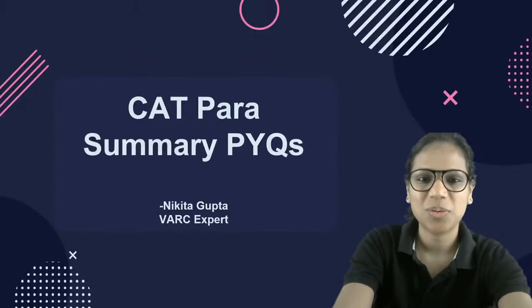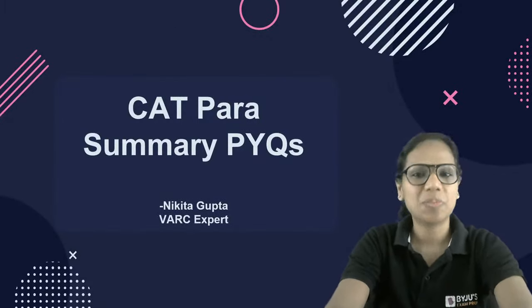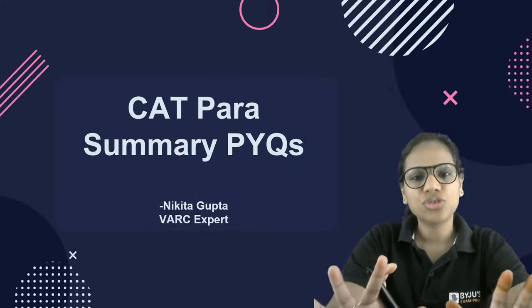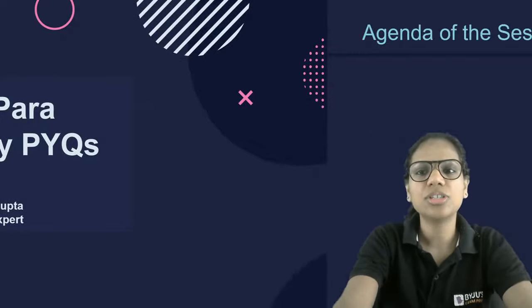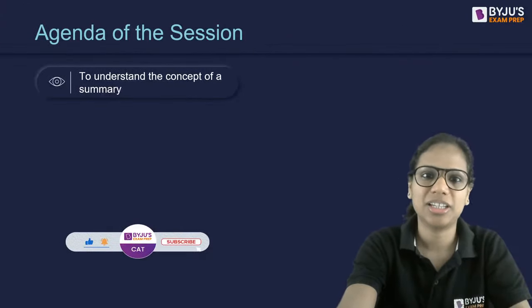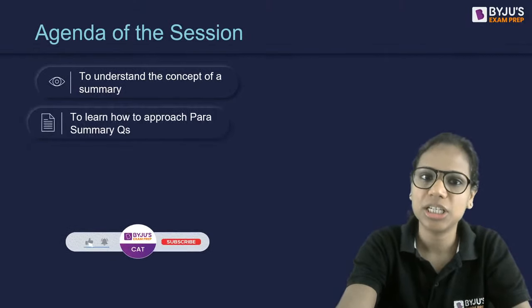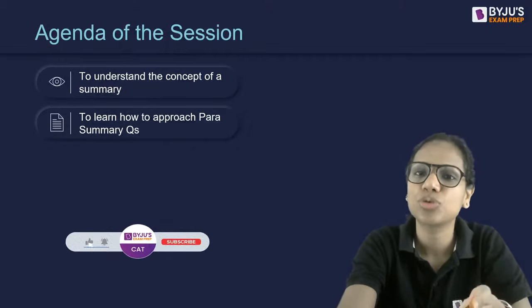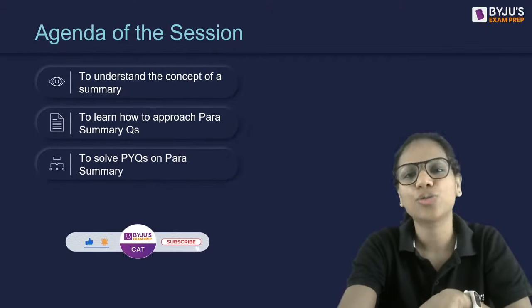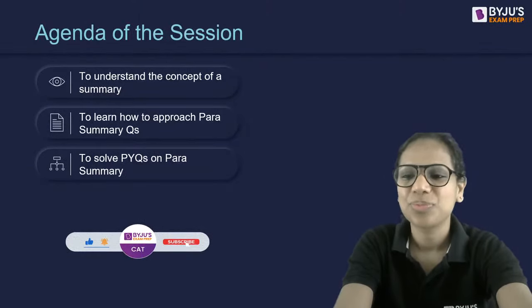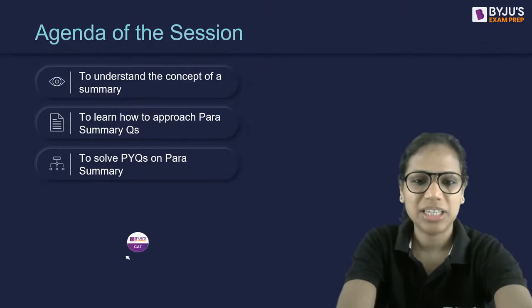Yes. So I welcome you to this session, CAT Para Summary, Previous Year Questions. Right. So today we are going to not just look at some previous year questions, but our agenda will be to talk about how to understand a paragraph. What is the concept of a summary? Then how to approach these questions, not just solve them, but how to approach them, how to understand them. And of course, then we are going to solve some previous year questions as well. Right. Okay, then on this note, let's begin.